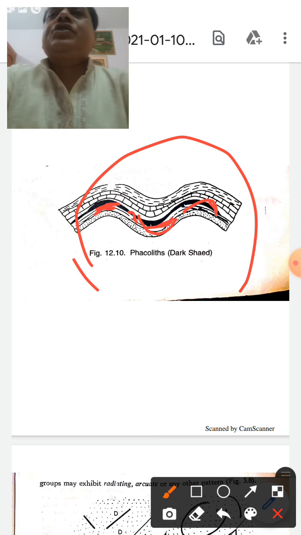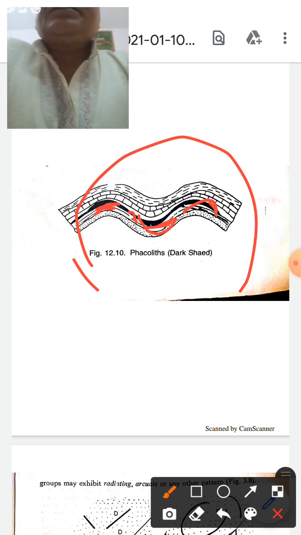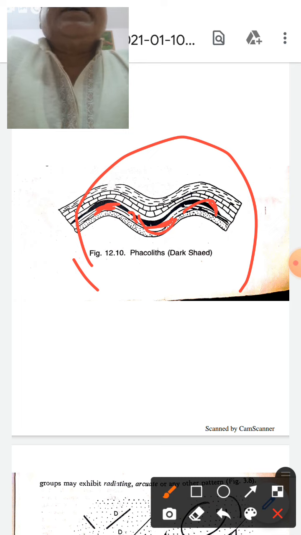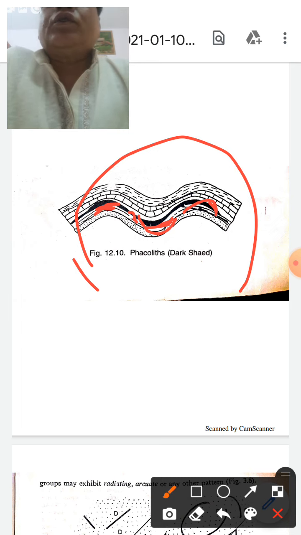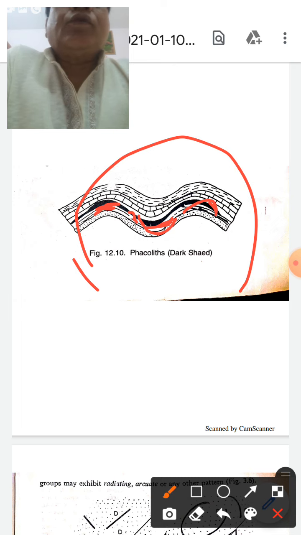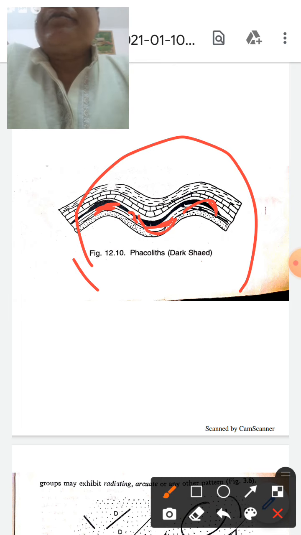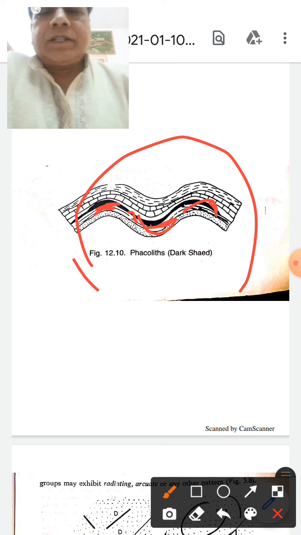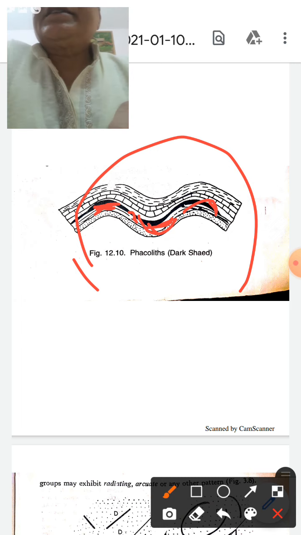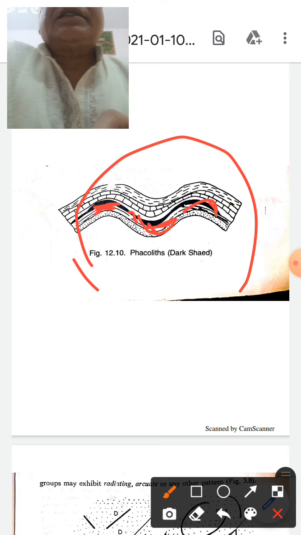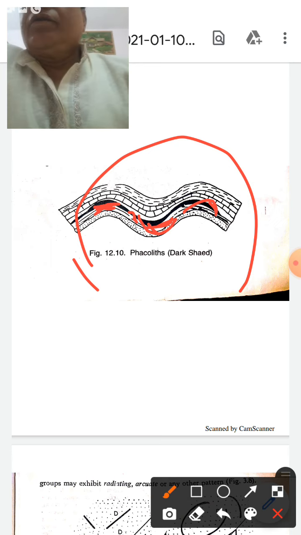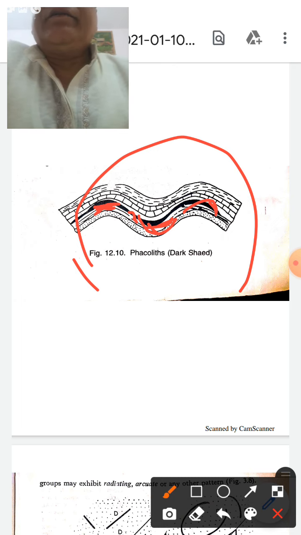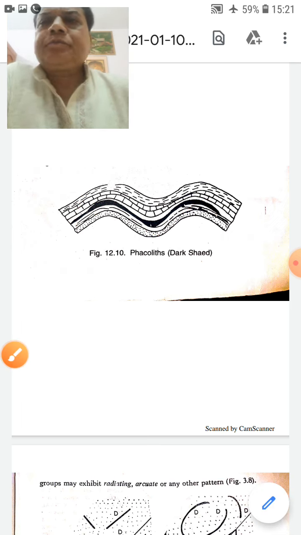Once again, these are concordant small size intrusives that occupy positions in the troughs and crests of folds. In folding, the crests and troughs of folds become regions of weakness and tension, whereas the middle parts are compressed. So the igneous material, when present, will tend to find its way towards the trough and the crest, and will exhibit double convex like forms.